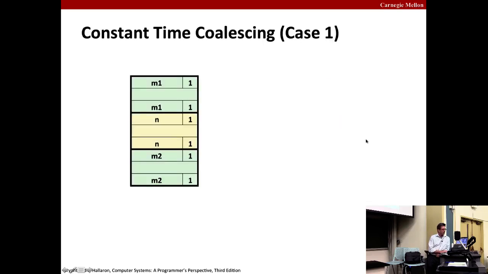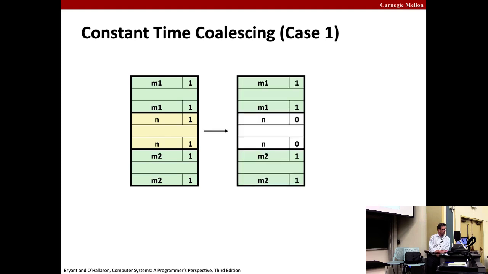Okay, so in case 1, where we have our allocated block that we want to free surrounded by 2 allocated blocks, we don't do anything special, because you only coalesce free memory. So in this case, the size in the header and footer stays the same, and we just set the allocation status to free.